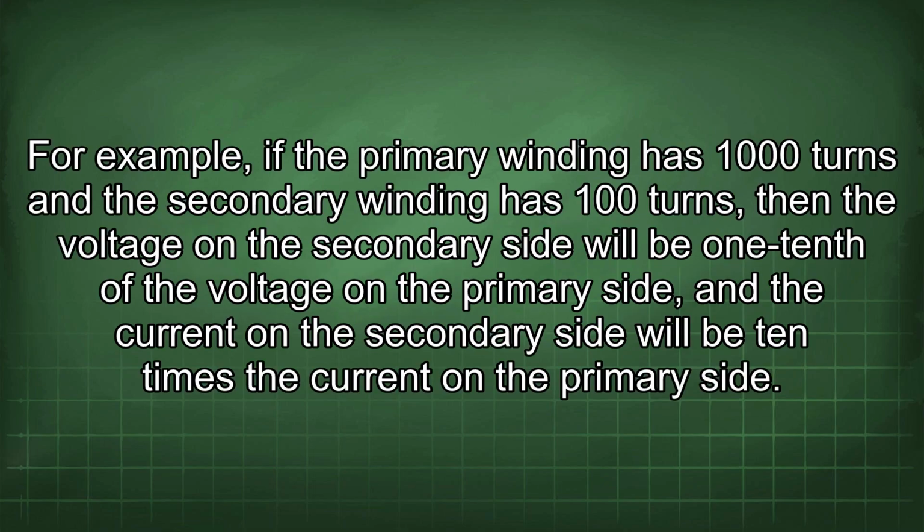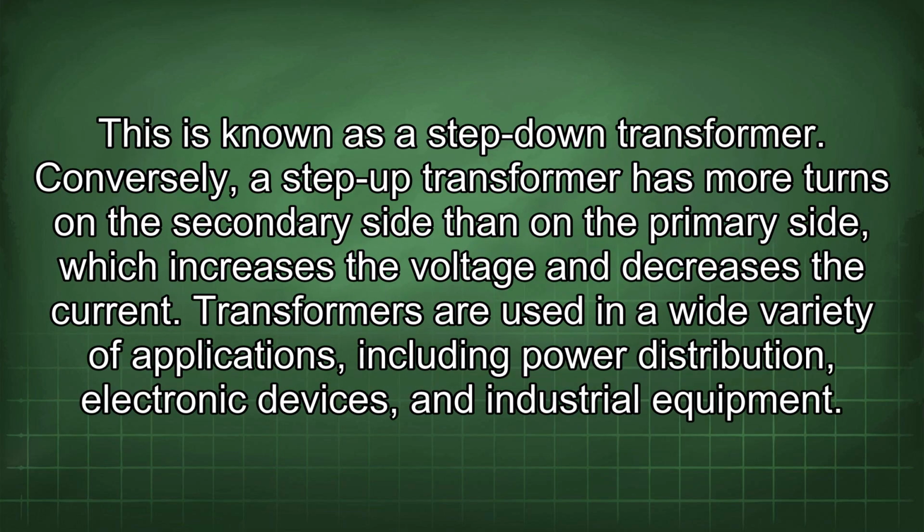For example, if the primary winding has 1000 turns and the secondary winding has 100 turns, then the voltage on the secondary side will be 1/10 of the voltage on the primary side, and the current on the secondary side will be 10 times the current on the primary side. This is known as a step-down transformer.